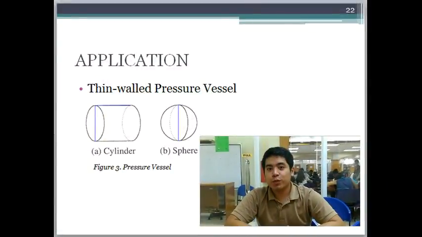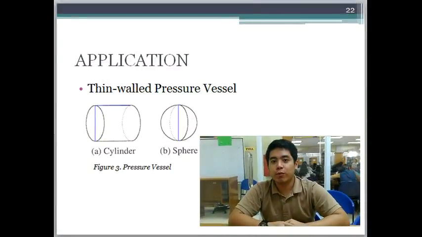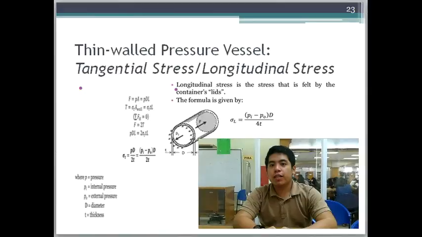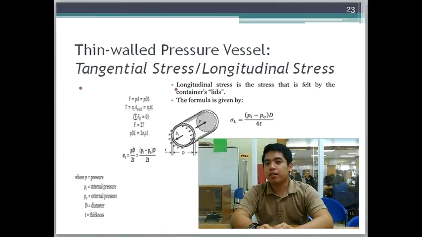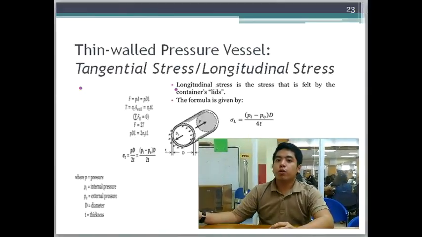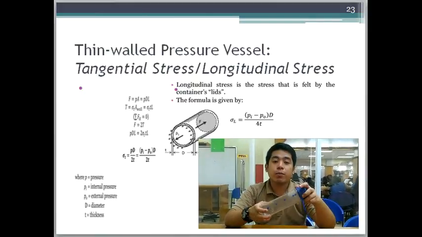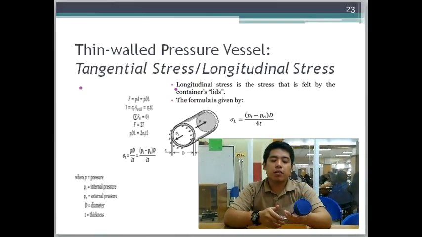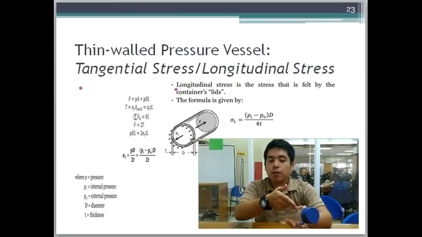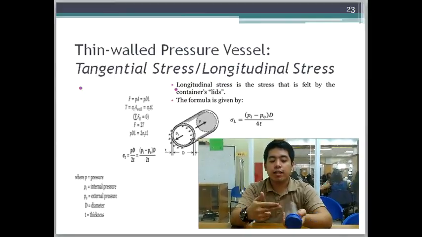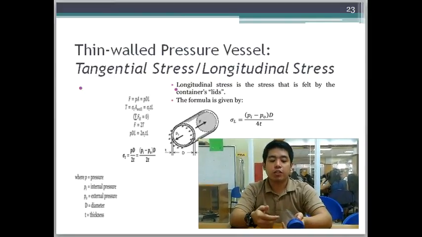Most of the time, we use thin-walled pressure vessels to contain fluids. One common example of a thin-walled pressure vessel is a cylinder. So let's suppose this water bottle is a perfect cylinder. This bottle can rupture in this direction, the longitudinal direction, and this direction, the tangential direction.